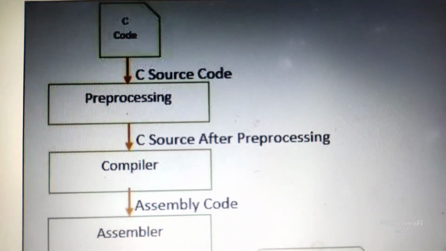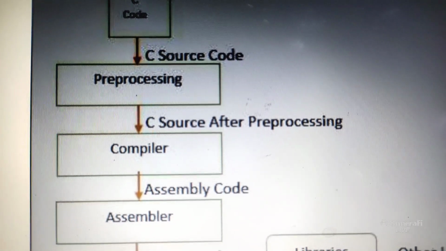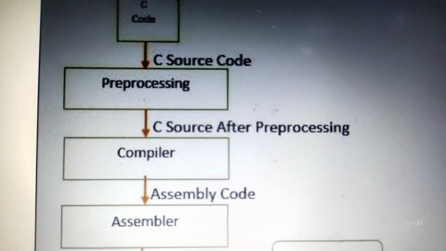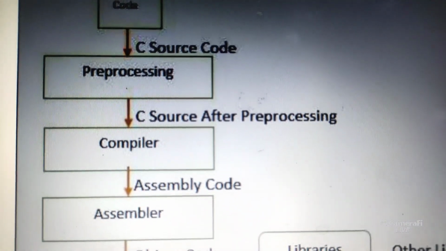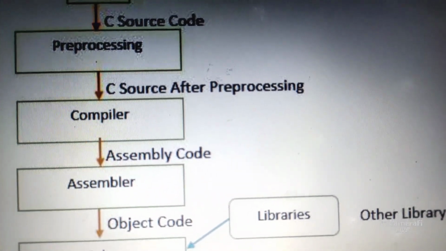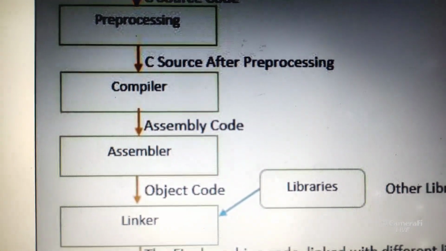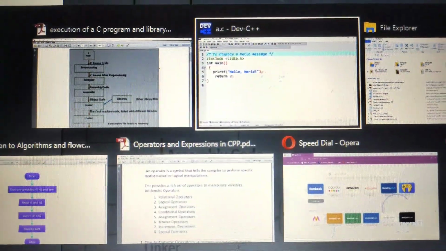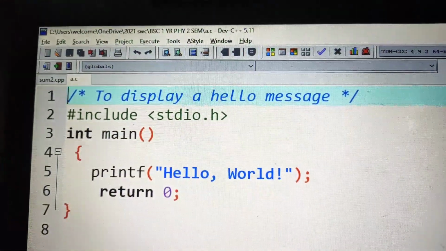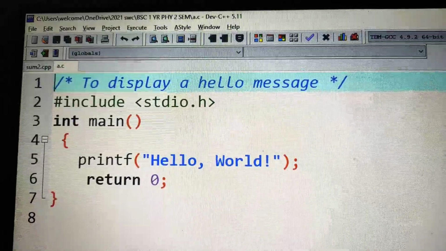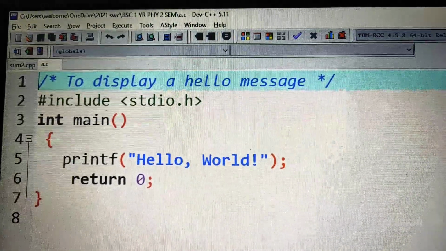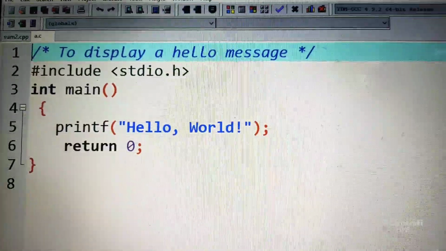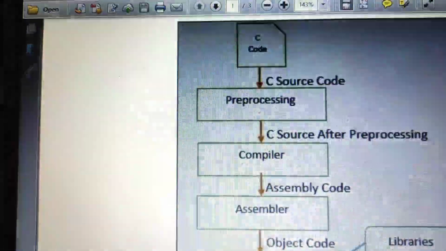The source code may include pre-processing, that is, I told you about the link section in the C program structure. So pre-processing statements are there, and they will be included. Then the C source after pre-processing goes to the compiler. When we open Developer C++, the compiler is inside this software. We discussed in the starting class that the compiler translates the source code into machine code. This English will be converted into zeros and ones format.